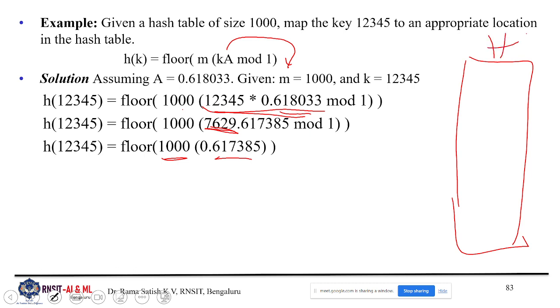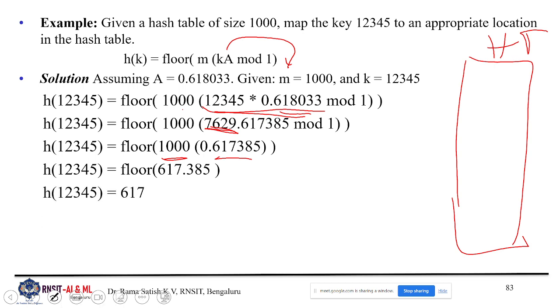If you multiply by 1000, the total size of the hash table, once you multiply, you'll get approximately 617.385, so which is equal to 617. So the value 1235 is going to be stored in 617 location. So that is how you do the multiplication method.